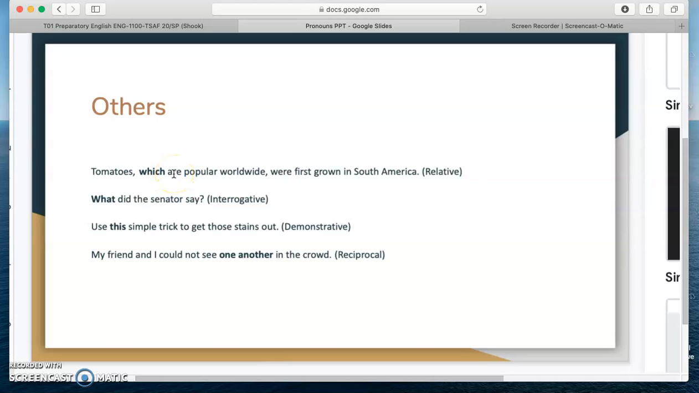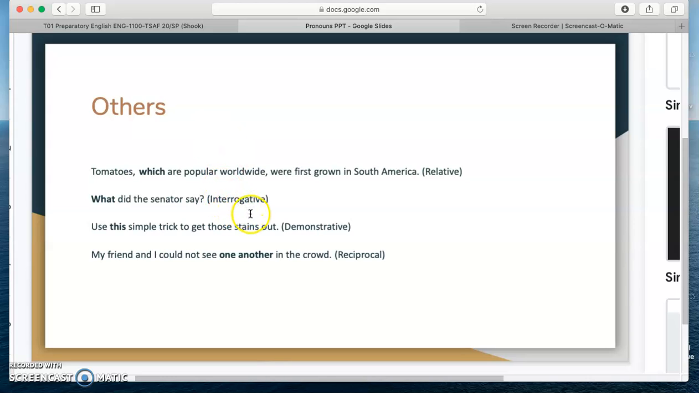It connects our noun to our adjective, which are popular. And then worldwide, we have that as well to kind of throw in the geographical scale. All of this, which are popular worldwide, is describing tomatoes. And then you get back to tomatoes were first grown in South America. But these are relative pronouns. These are those pronouns that we've been using in our adjective clauses the entire time. So like I said, you're familiar with relative pronouns. You're much more familiar than you might know of had I just said, hey, here's a relative pronoun. You've seen this in action before.